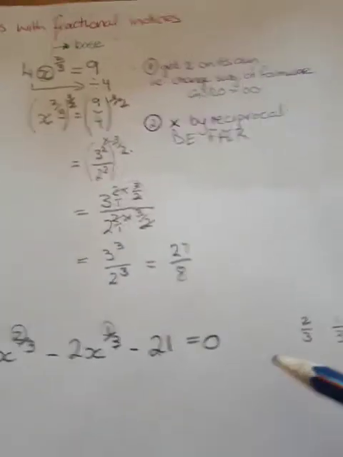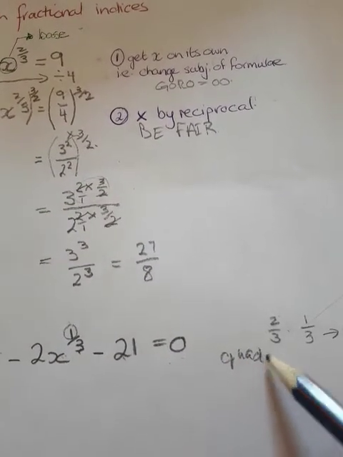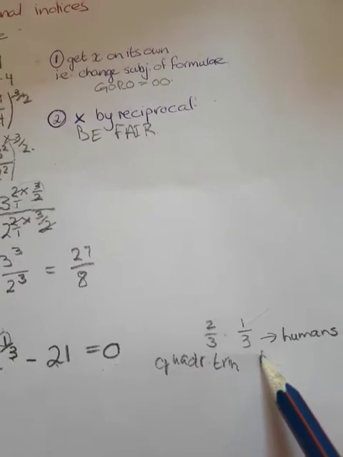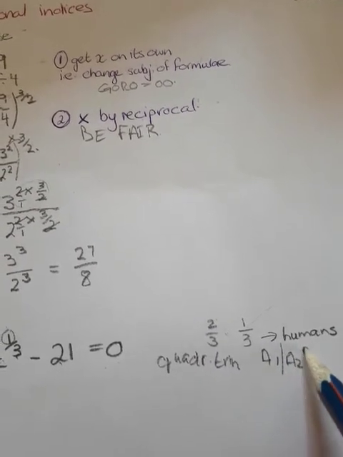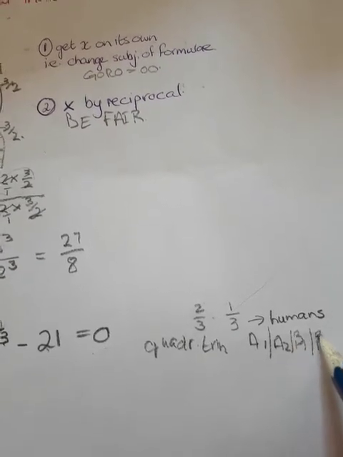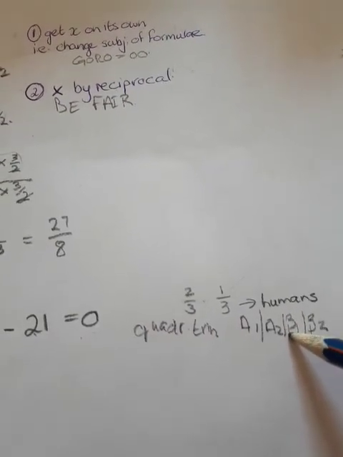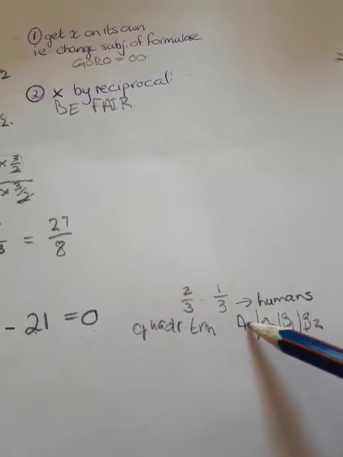And a quadratic trinomial we factorize by the A1, A2, B1 or B2 method. Again, if you don't know what I'm talking about right now, then you haven't seen the videos on factorization of quadratic trinomials. Please watch these videos.